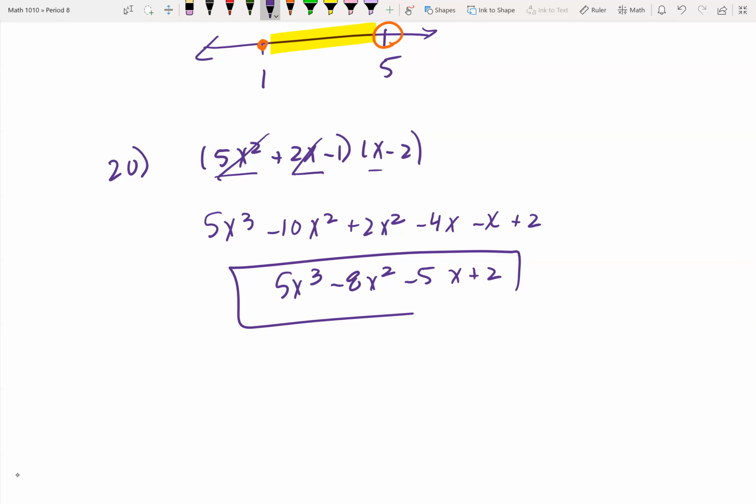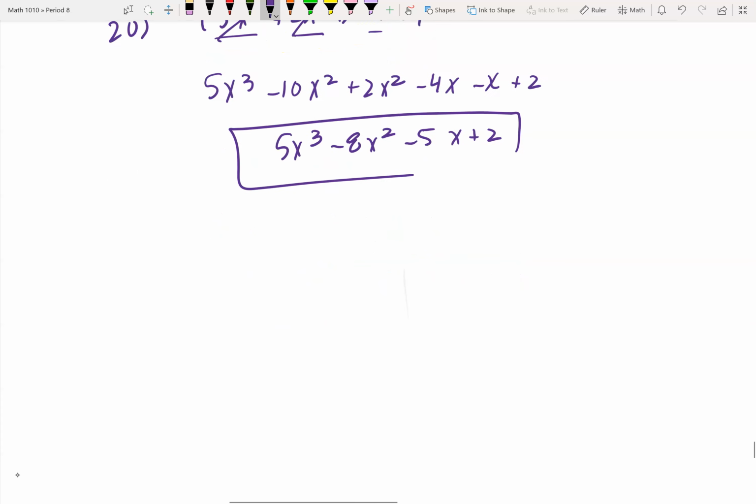I don't know why there's not a 21, 22. I don't really get that, but anyway. Anyway, here's 23.